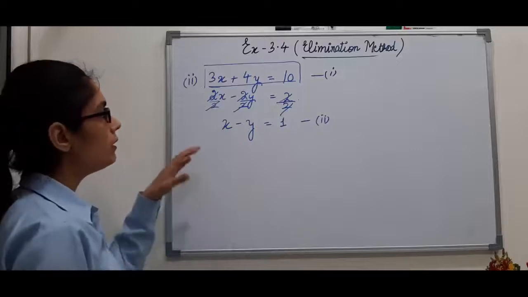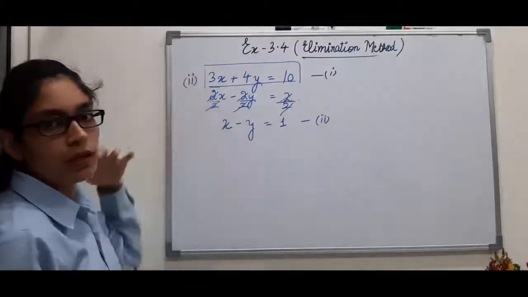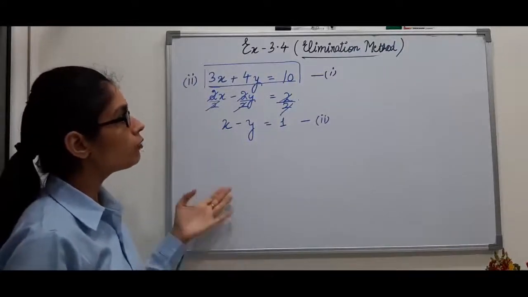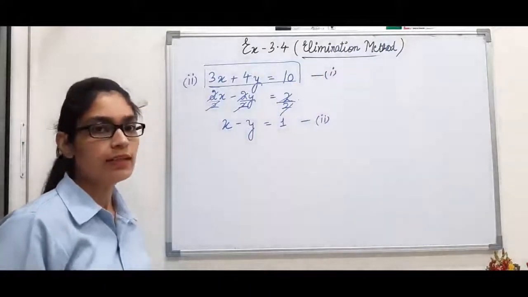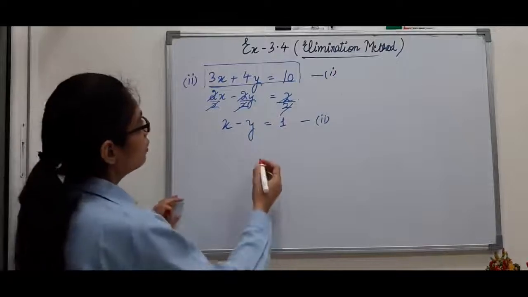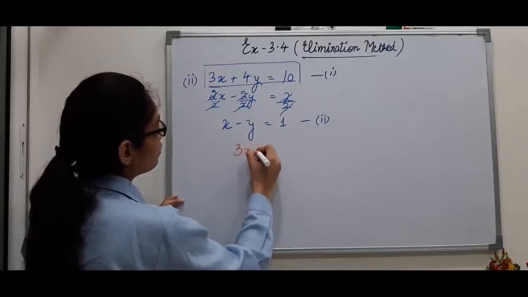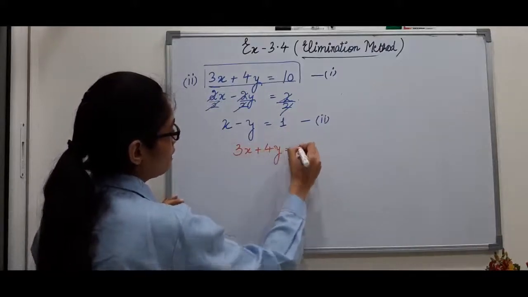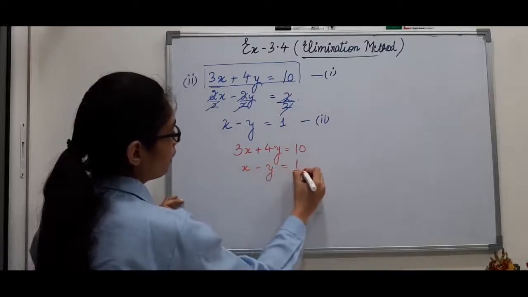Now I can see I am left with these two equations. In these two equations, I have to follow the elimination method and find the values of x and y. So let's start now. I'll write the equations again. It's 3x plus 4y equals 10 and x minus y equals 1.